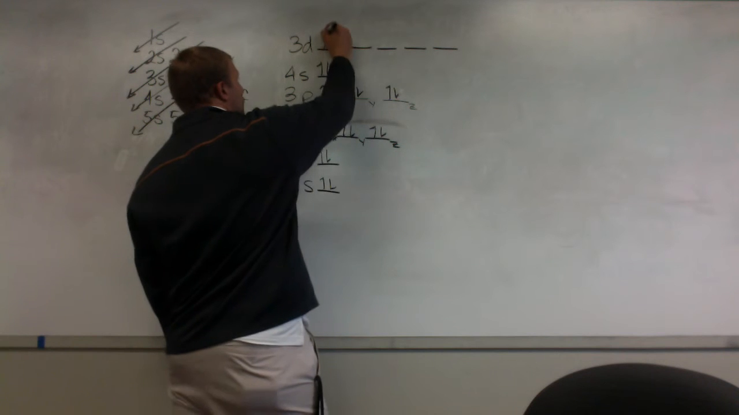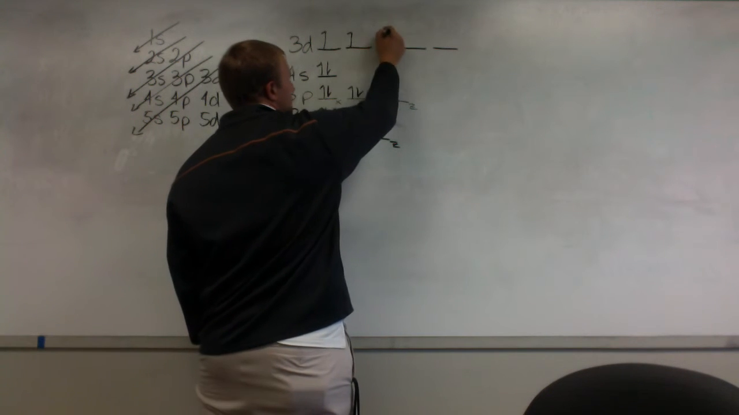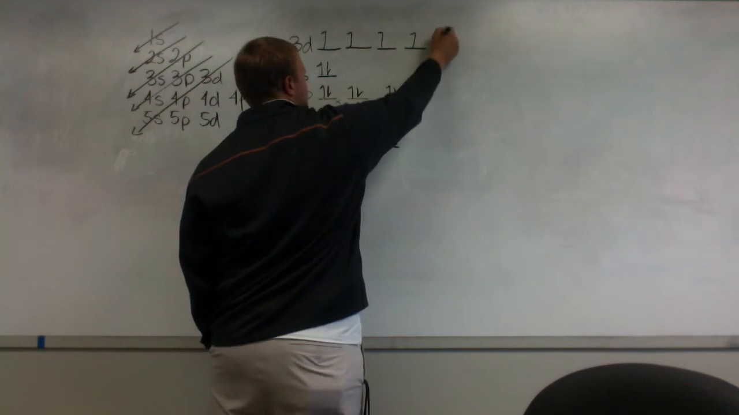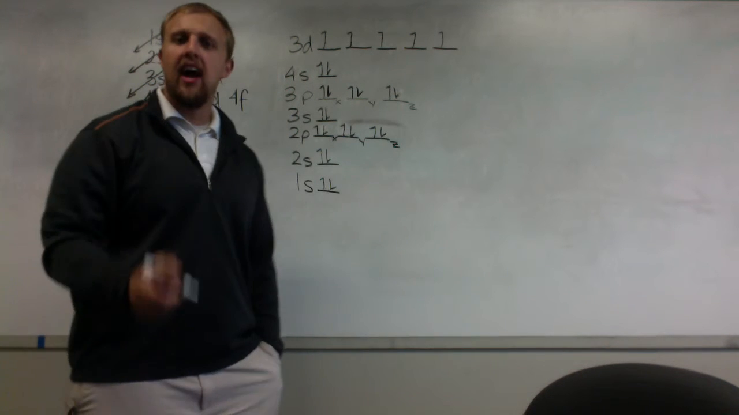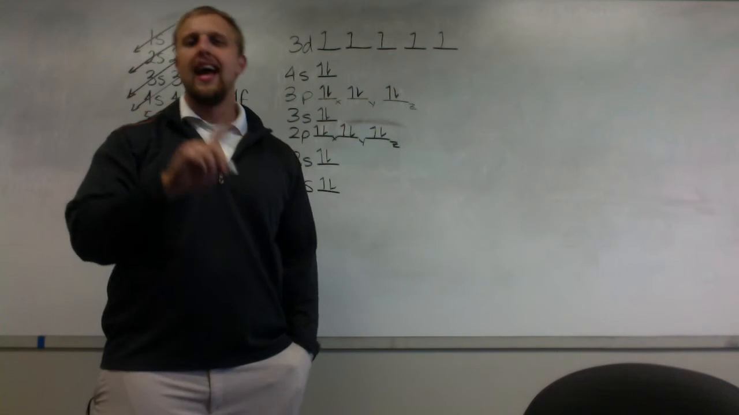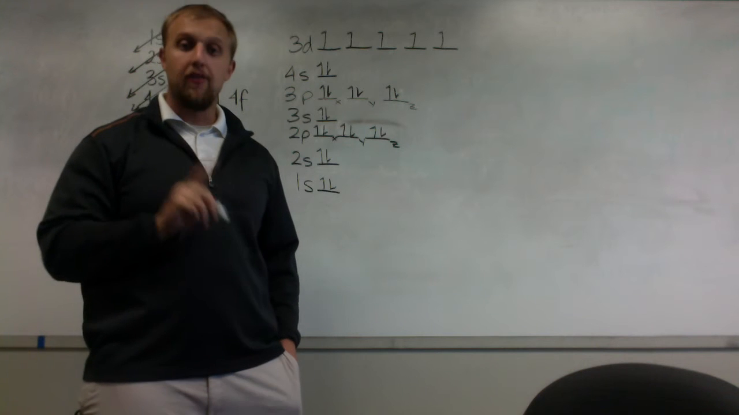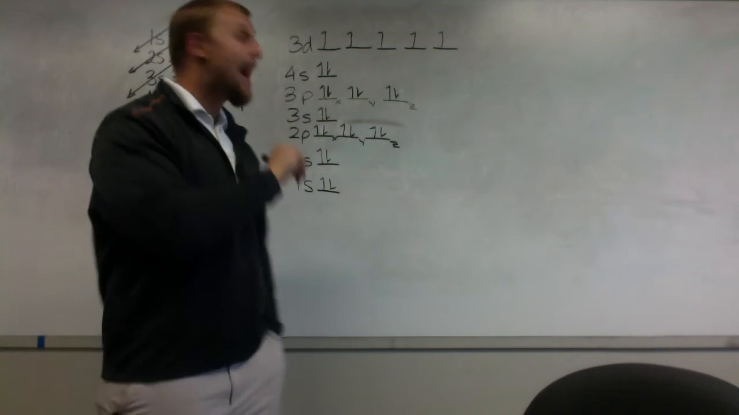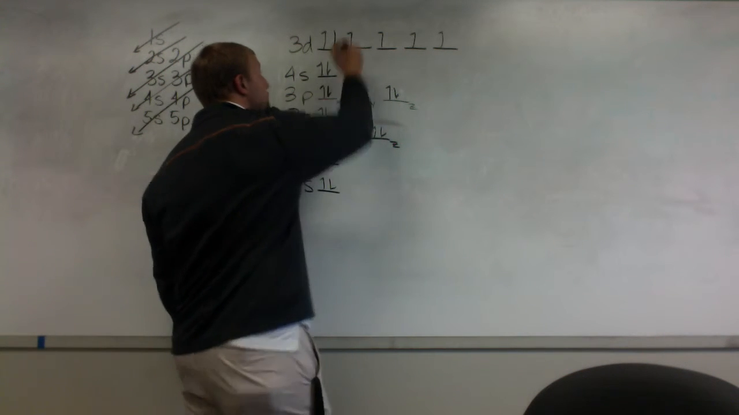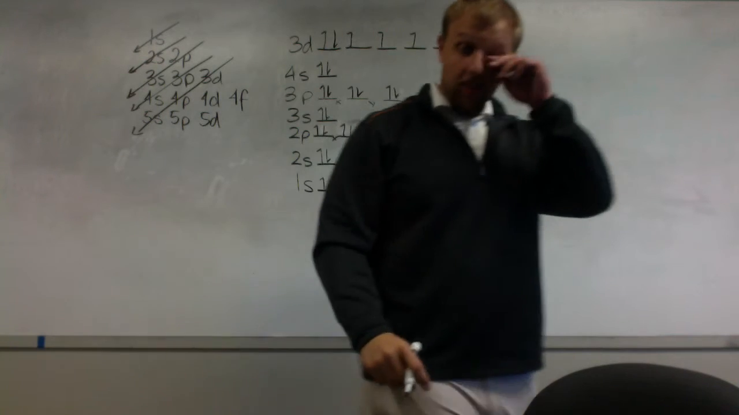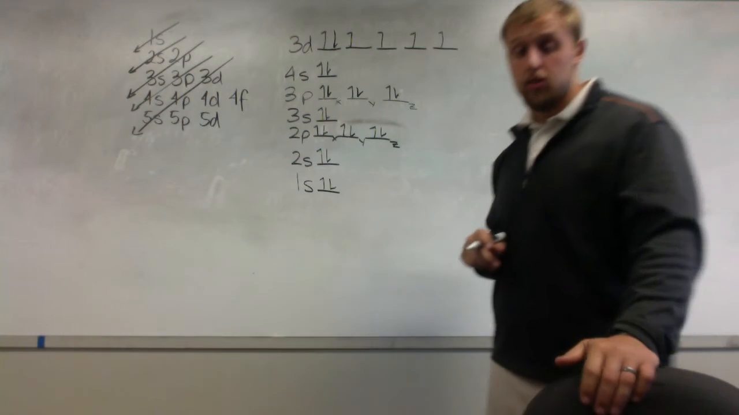So I'm going to fill them all with positive 1/2 spin state, and that takes up 5 electrons. So now I've used up 25 electrons, and I have 1 electron left. Well, that 1 electron goes back and backfills into that orbital. So now I've used up all 26 electrons.